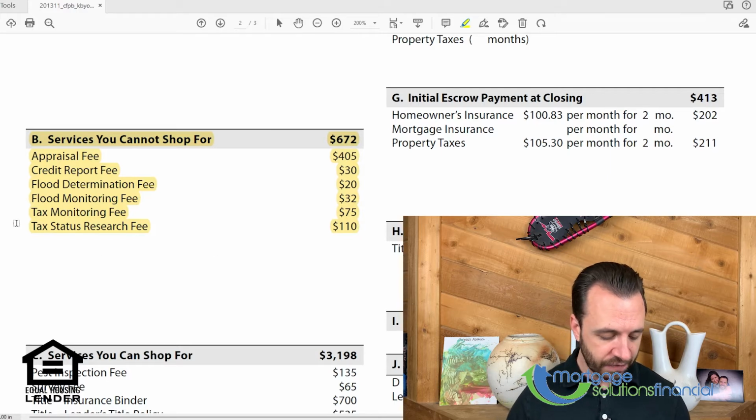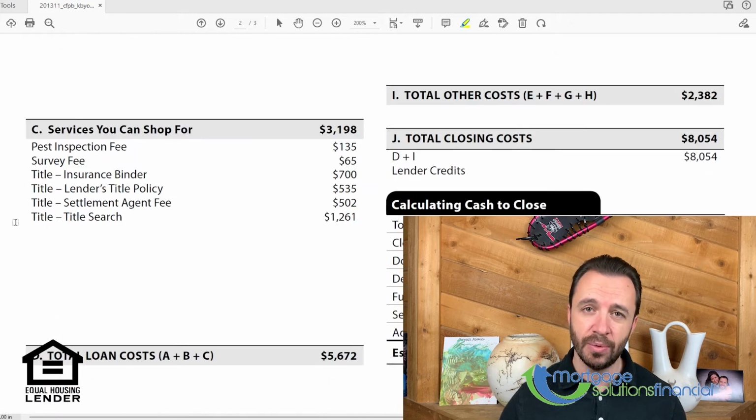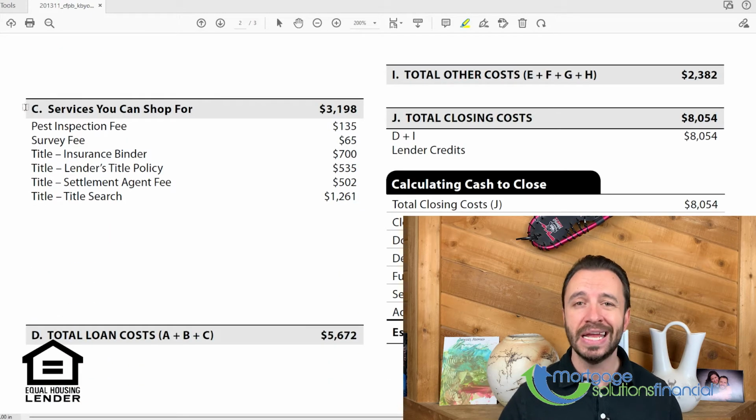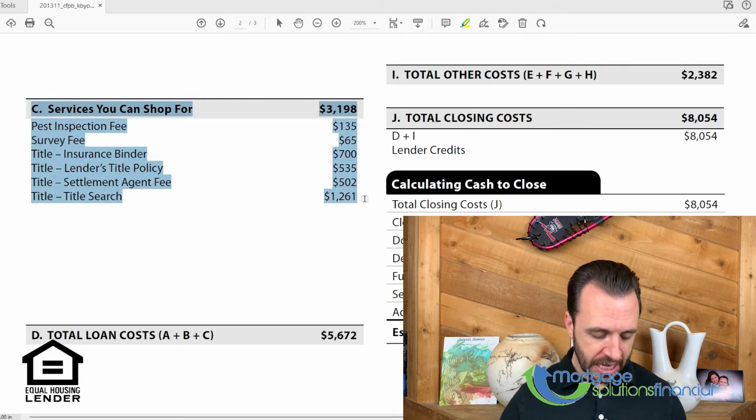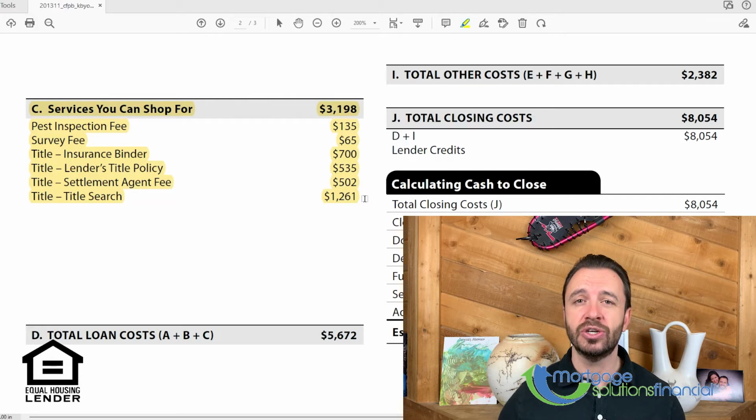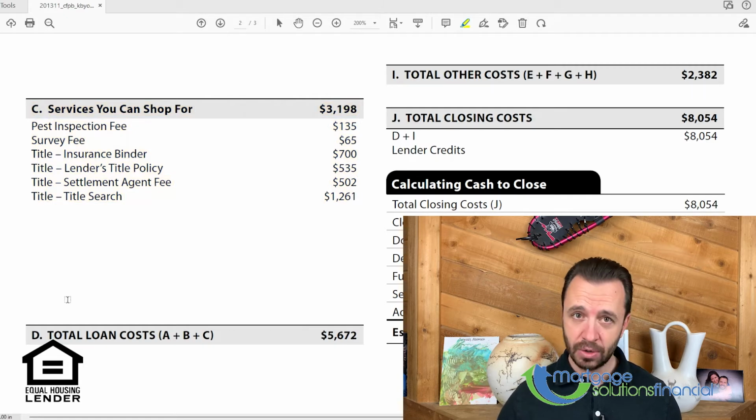So we've got appraisal fee, you got your credit report fee, and all those other fees associated with it that you as the borrower cannot shop for, okay? Then we've got paragraph C. These are services that you can shop for. So if you've got your own title company that you would like to work with, you can go ahead and shop for that. All of those fees are located here in the paragraph C. Then the final paragraph D, that's just all of those previous paragraphs added up.